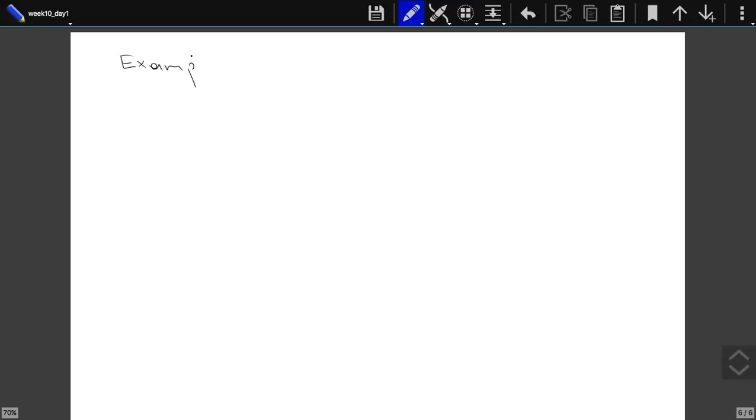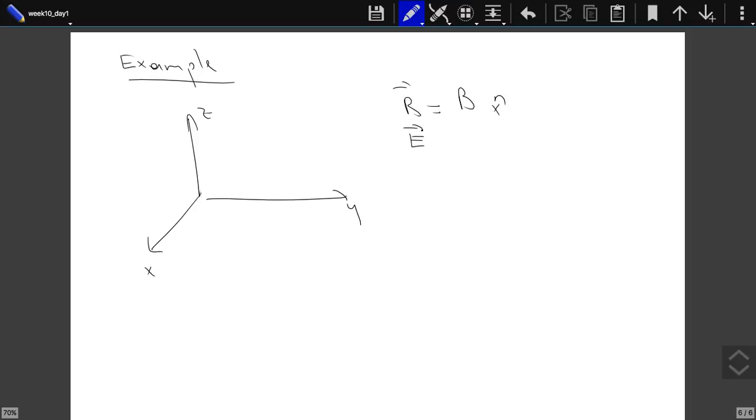Let's do another example. This is also something we can solve explicitly. Let's say this is the z-axis, this is the x-axis, this is the y-axis. We will have a magnetic induction in the x direction, and I will also assume that we have an electric field in the z direction. Electric field is in that direction.